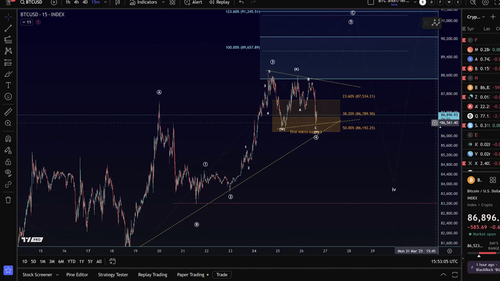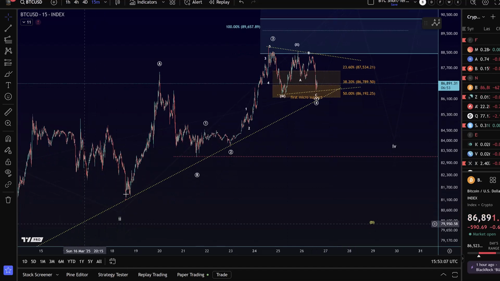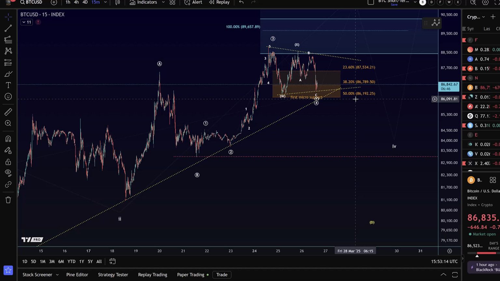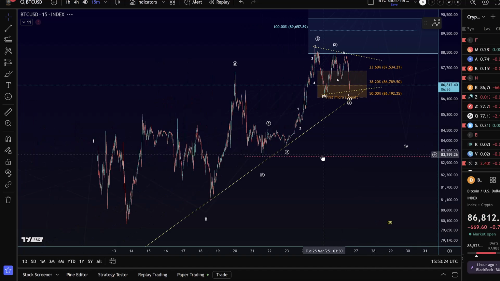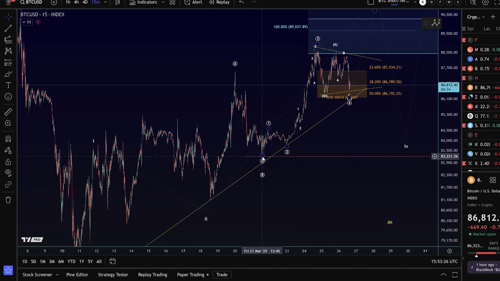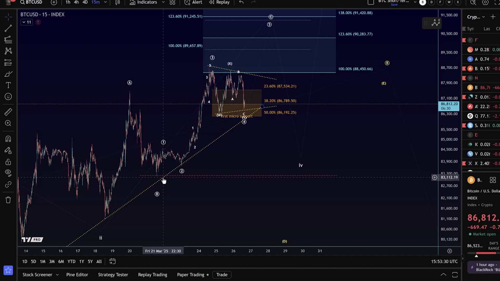And I can tell you that any break below this larger trend line here and the break below 86,190, the 50% retracement, would be a first warning that a more substantial top has formed, that the microstructure is changing, that we're not anymore in an upside impulse. That would be further confirmed with a break below this level at 83,250. I see this level as even more relevant.